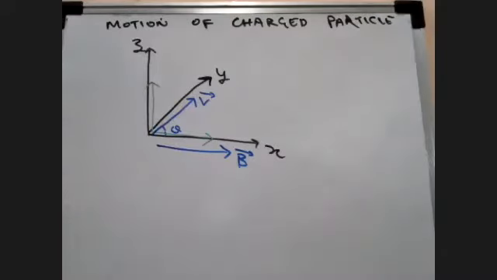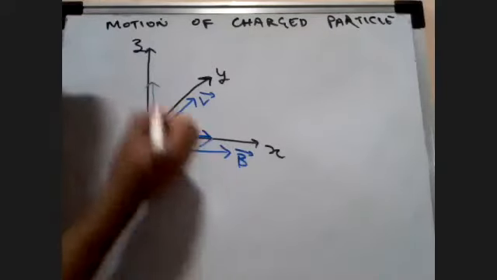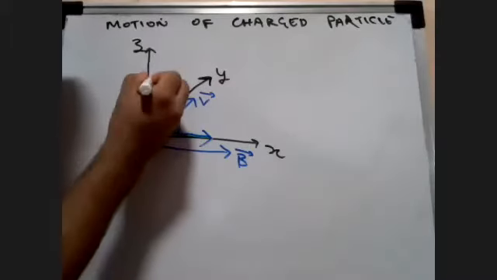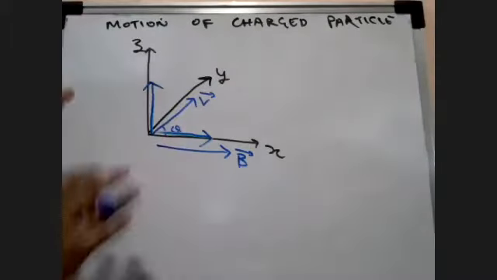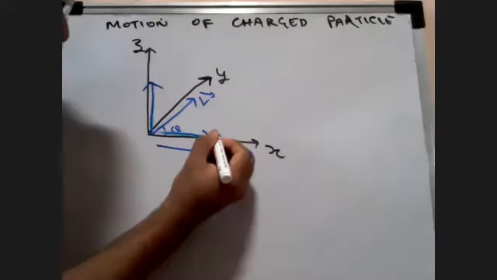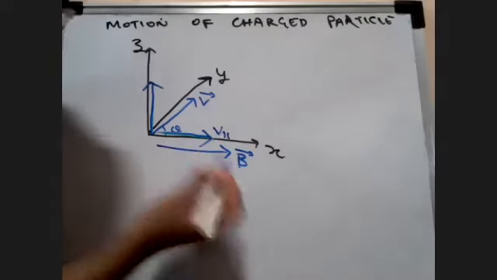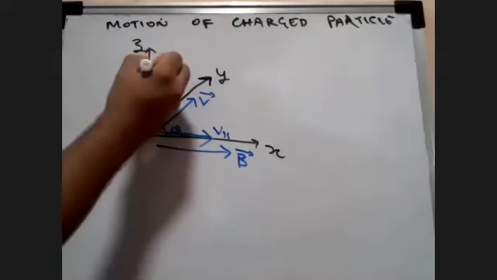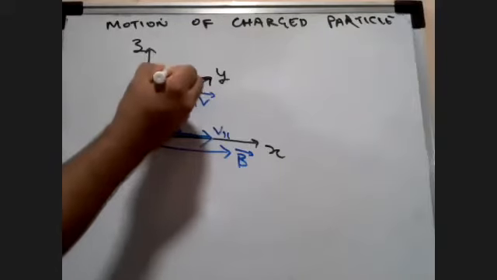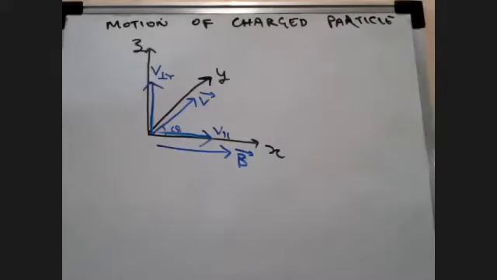Okay, x and z-axis. I think my green color is not visible much, so I will use blue color. So x-axis, and there is a z-axis, and this x and z-axis is basically the plane of this board. The y-axis is inside the board. So what is this going to be? This is going to be v parallel with respect to the magnetic field. And this is going to be v perpendicular with respect to the magnetic field.